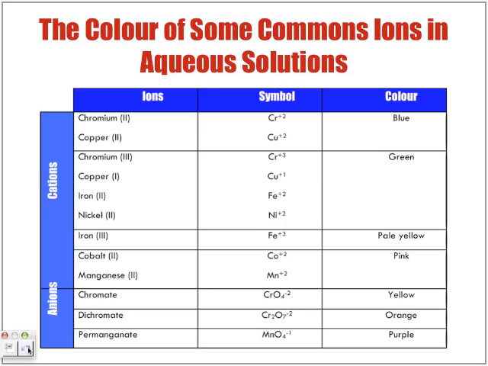Now, in terms of the ions, and somehow the heading got shifted here, we've got chromate, which will be yellow, dichromate, which will be orange, and permanganate, which will be purple. As I said, do not memorize these. There's no need.